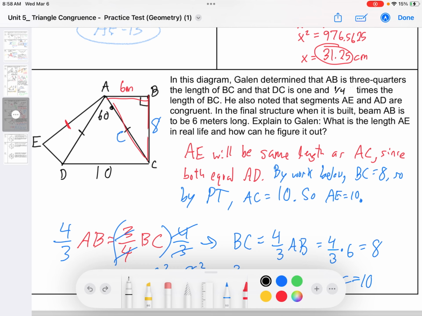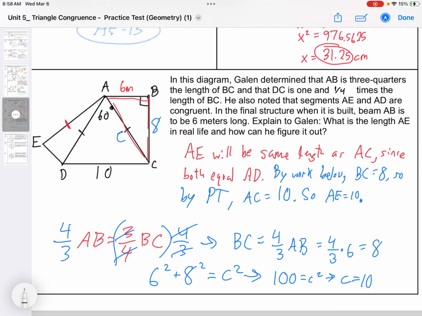Completely different way of reasoning through it, but gets you to the same answer and doesn't even use the Pythagorean theorem along the way, so they give you a little bit of extra information there.